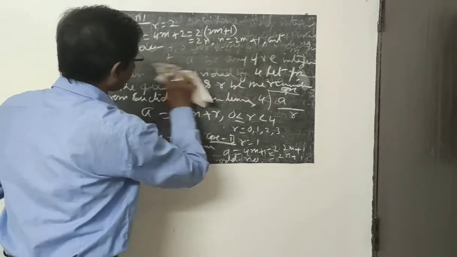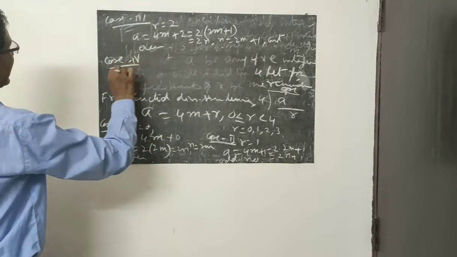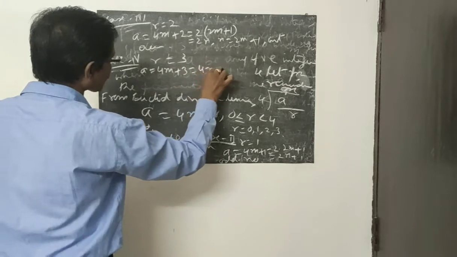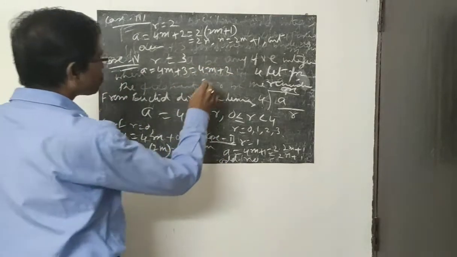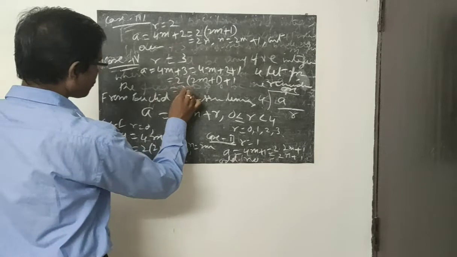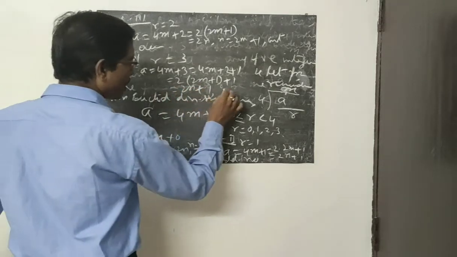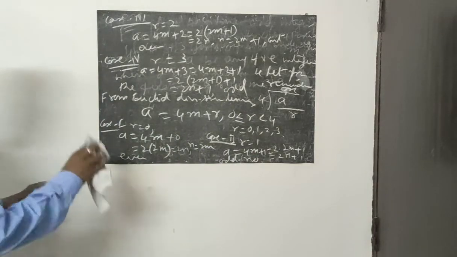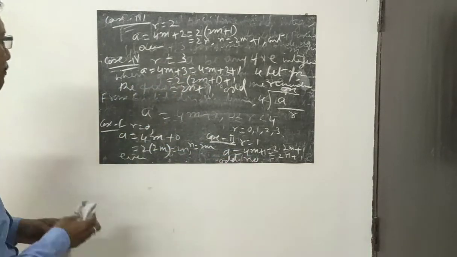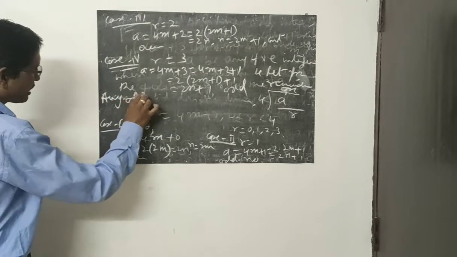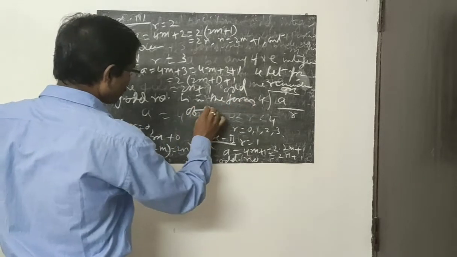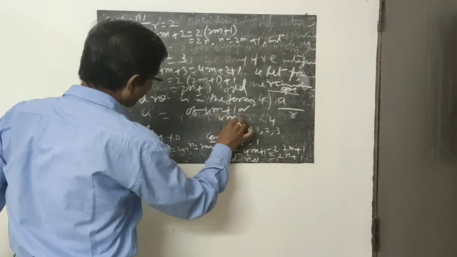Similarly, last case you are having, when r equal to 3, it is coming a equal to 4m plus 3, that can be written as 2 into something plus 1. So you can get 2 common, that means 2n plus 1, where n is this one. So 1 is the remainder, so odd number it is. So from there you can conclude that any odd number is in the form of 4m plus 1 or 4m plus 3.